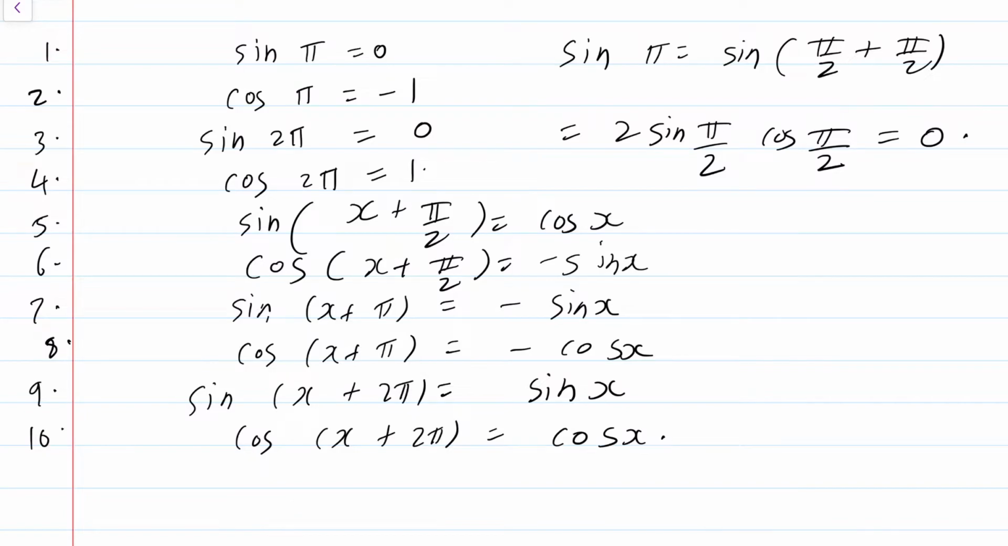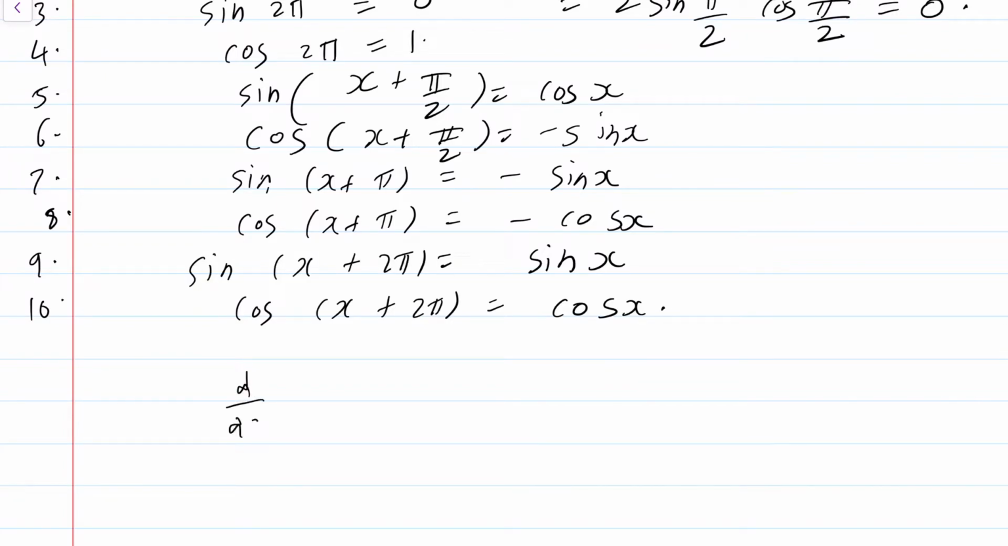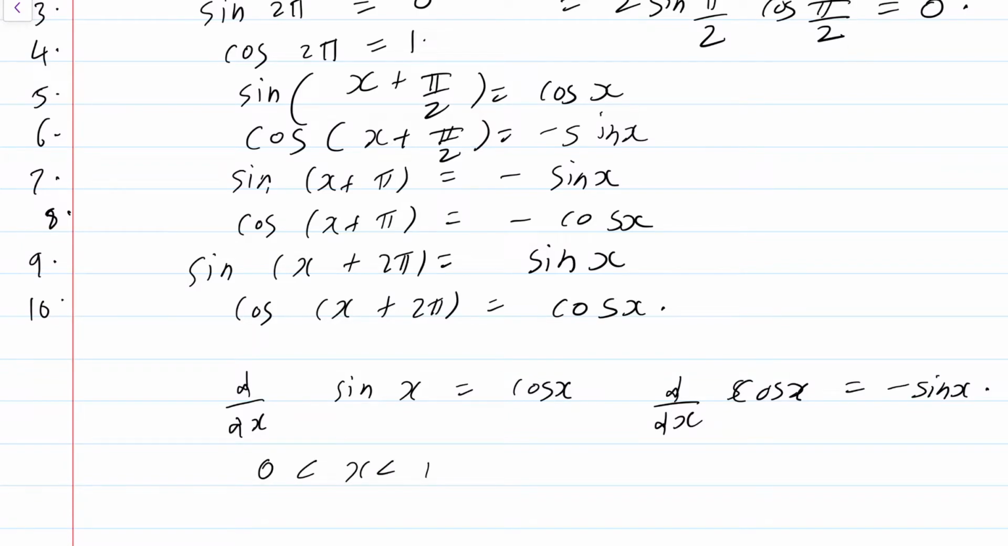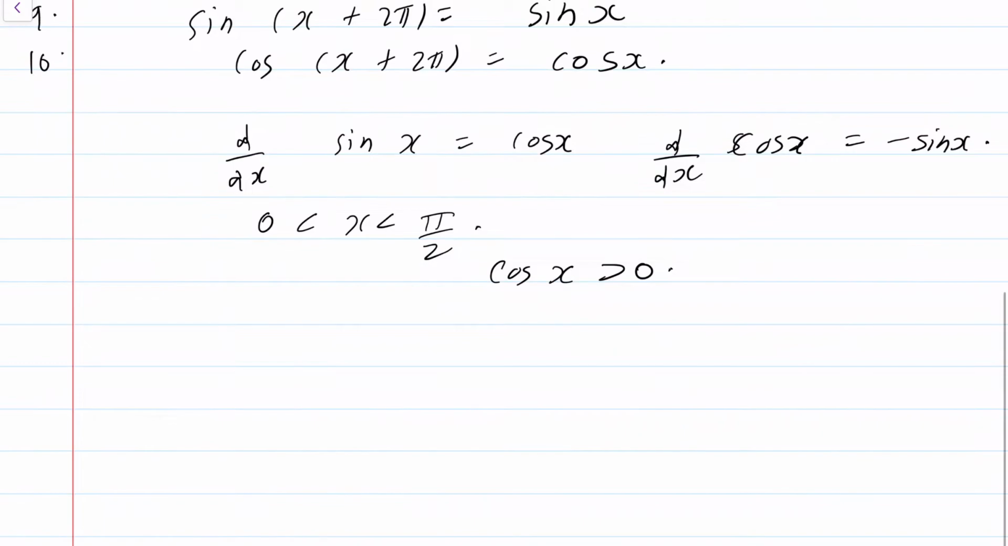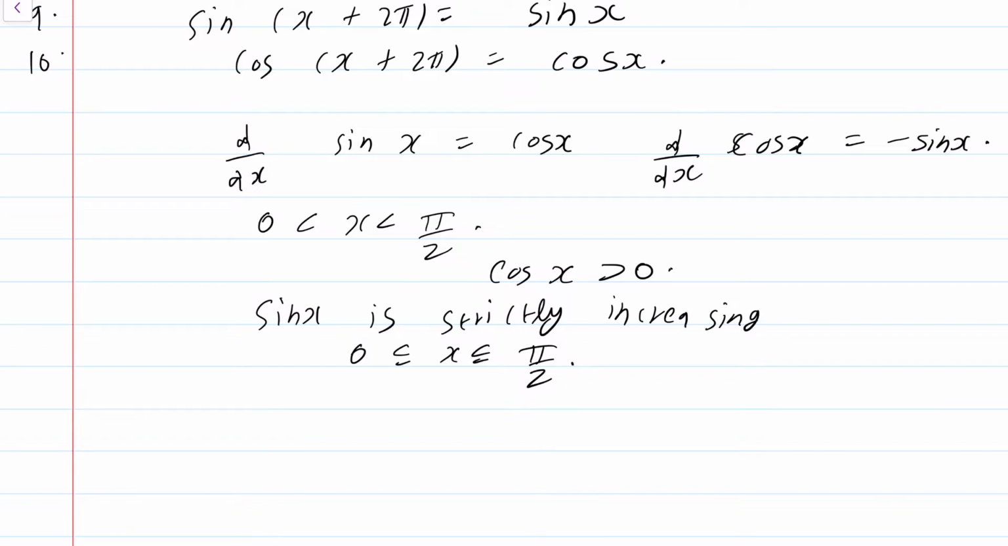Okay, now we are interested in the shape of sine and cos. Let's see how we can derive the shapes roughly of sine and cos using what we have derived. Well, we already know that d by dx of sine x is cos x and d by dx of cos x is minus sine x. Okay, now let's focus on the interval 0 less than x less than pi by 2. In this interval, cos x is greater than 0, right? Therefore, what we can conclude is that sine x is strictly increasing in the interval 0 is less than or equal to x less than or equal to pi by 2, simply because the derivative is greater than 0. Exactly in the same way, we get that cos x is strictly decreasing in this interval.